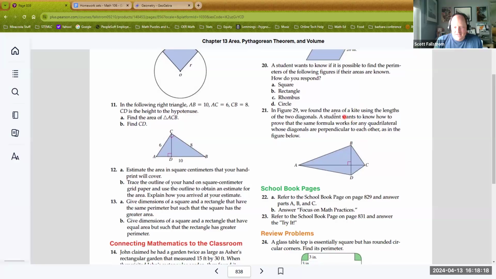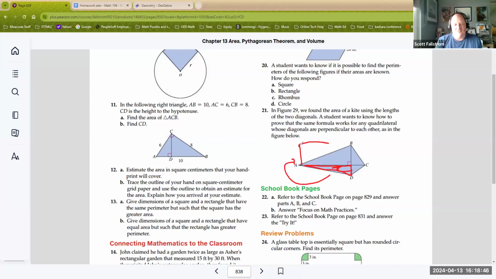And number 20, we found the area of a kite. A student wants to know, can we do it for any shape where the diagonals are perpendicular? How do you prove the same formula works for any quadrilateral whose diagonals are perpendicular to each other? Okay, so these diagonals are perpendicular to each other. They are not going to be perpendicular and bisect, which means if you try to take this little piece out right here and kind of slide it up, it's not going to make the great big triangle that we saw when we were dealing with a kite. But the formula still may work perfectly well.